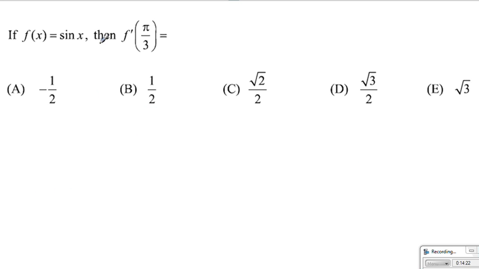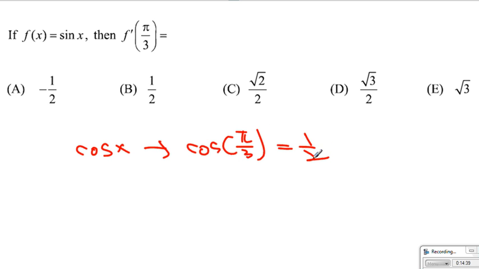Alright, how about this one? If the sine of x is given, the prime becomes cosine of x. But what is the value of x? X is equal to pi over 3. So this one has to be cosine of pi over 3, which will in fact be equal to 1/2.